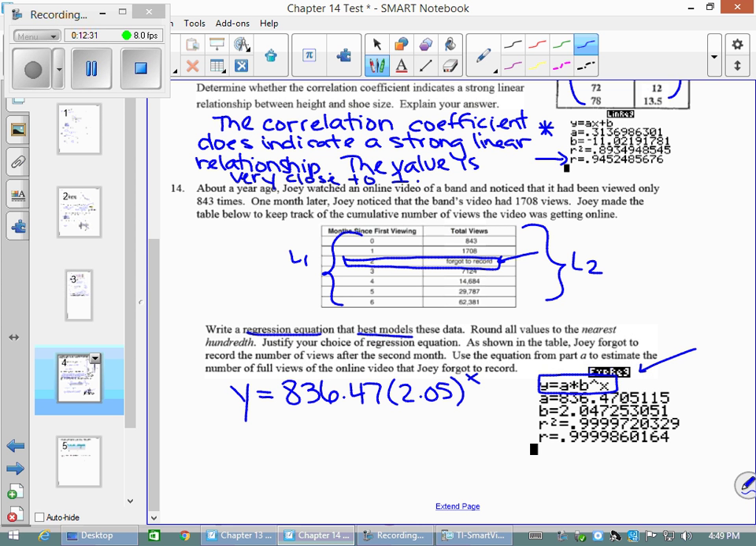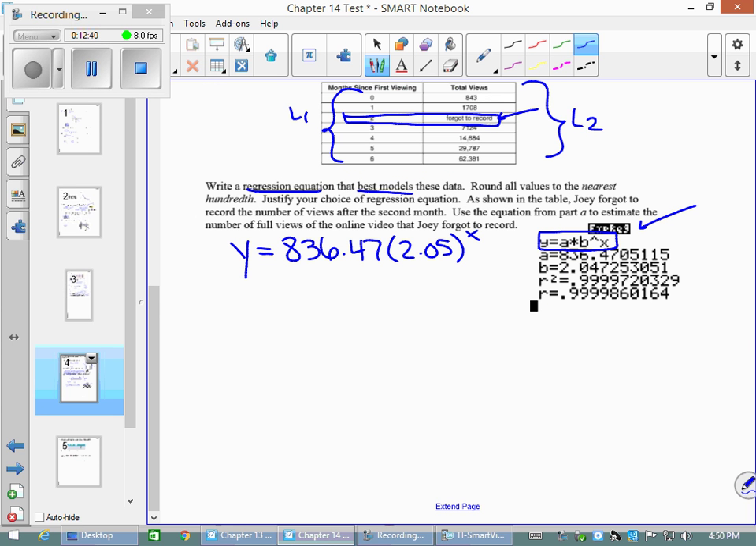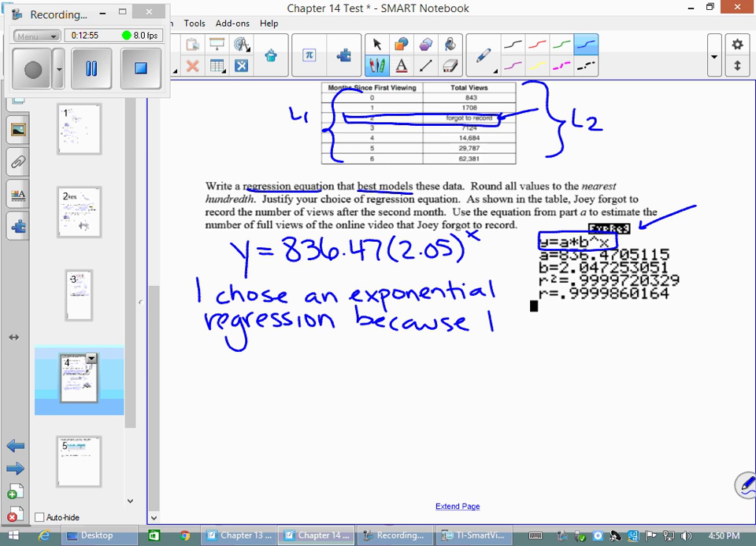Then it asks us to justify our choice of regression equation. So I would just state what I said before. I chose an exponential regression because the total views appeared to be doubling.